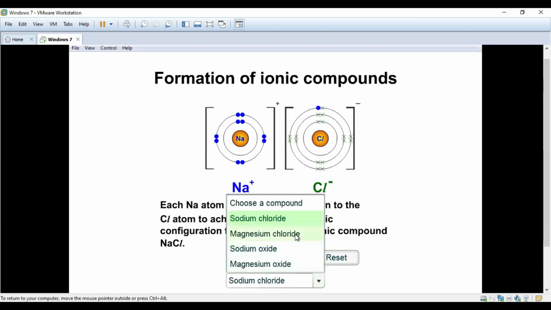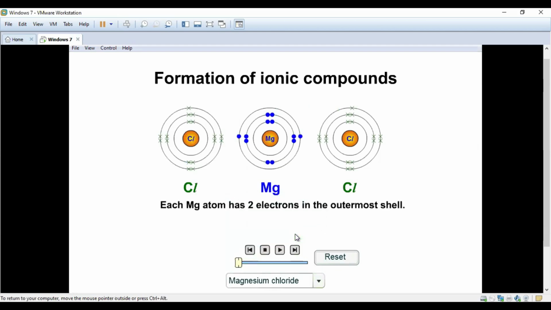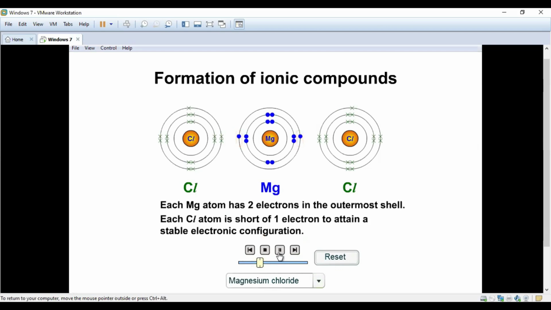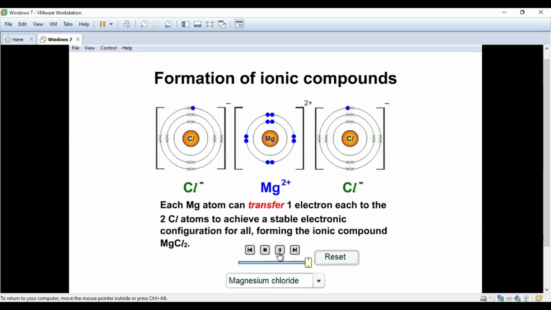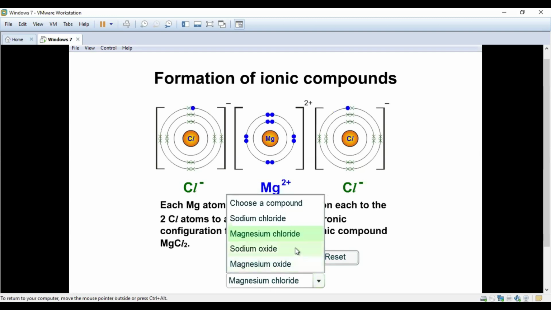Now the next one is magnesium chloride. As magnesium belongs to group 2, it has to give away two of its electrons. And chlorine belongs to group 7, so it needs one electron to gain stability. So two chlorines will be used by one magnesium, and there will be an ionic compound of magnesium chloride, which is MgCl2. So magnesium will give away two of its electrons, one to each chlorine atom. Now there will be a minus one charge on chloride and a plus two charge on the magnesium ion.